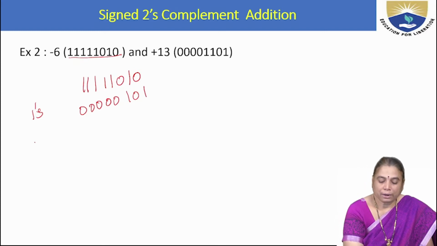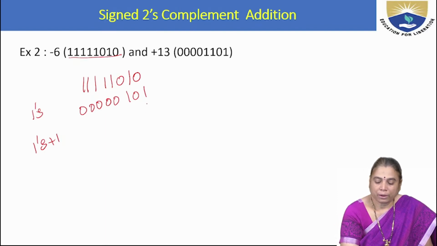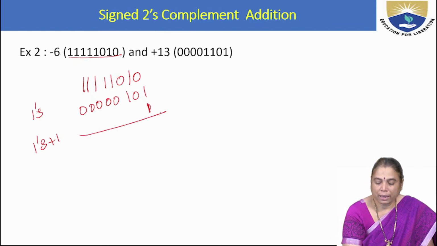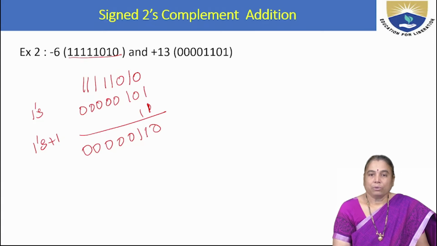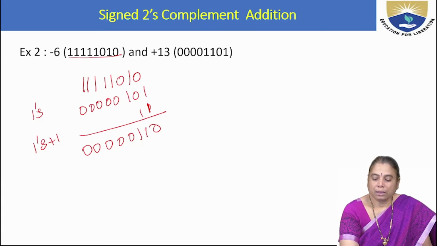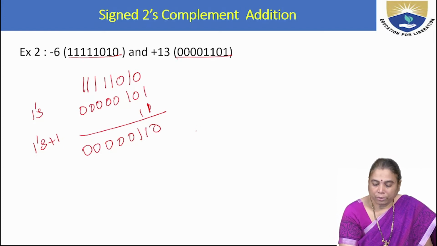And after that, 1's complement plus 1, we have to derive the 2's complement. So here a 1 can be added here. So 0 1 1 1 and 5 zeros. So this is the 2's complement of the 6. So this value can be added with the 13 value. So here the minus 6 can be the negative number.